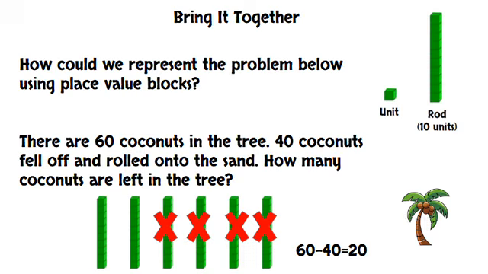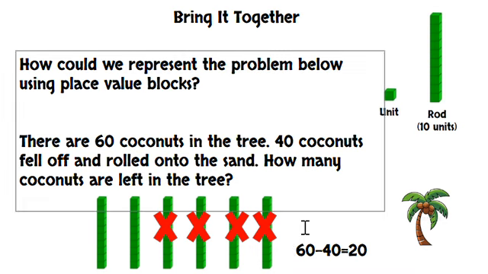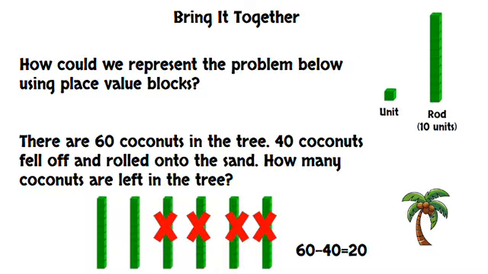They rolled into the sand. And if you had them right in front of you, you could take away 4 rods, which represents our 40. Or if your child just wanted to draw lines or sticks to represent the rods, they could do that and then cross out 4 of them. And it leaves us with our answer of 20, or 2 rods, which represents 20.